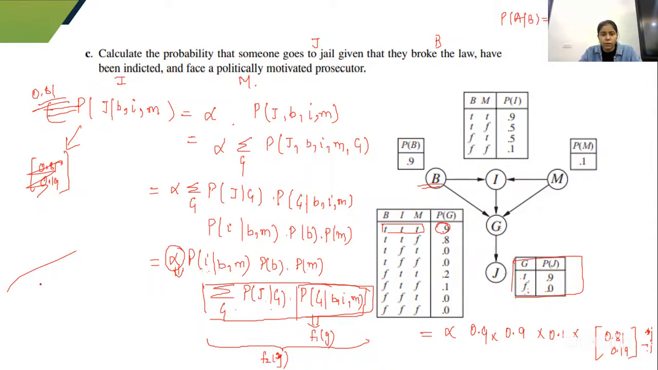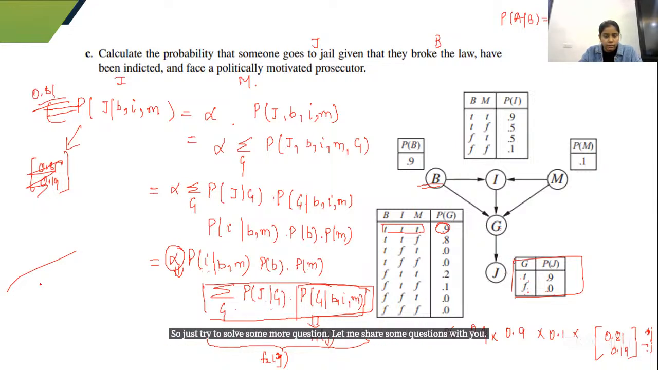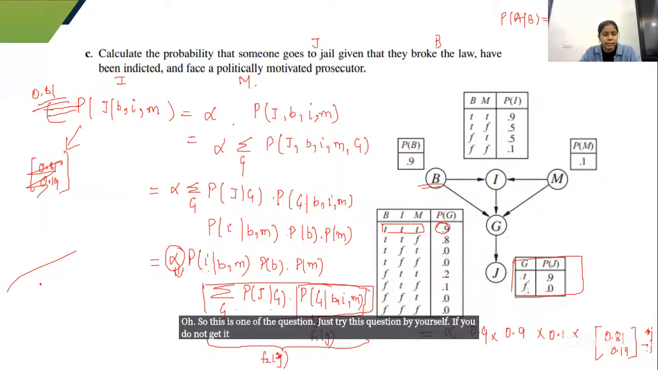So just try to solve some more questions. Let me share some questions with you. So this is one of the questions. Just try this question by yourself. If you do not get it, then we are going to discuss it in the next class.